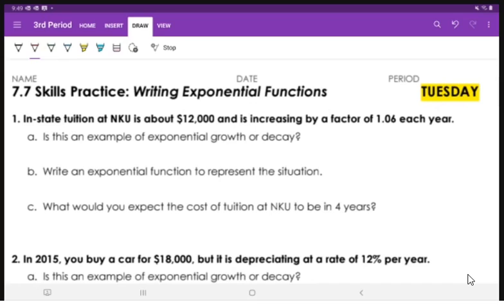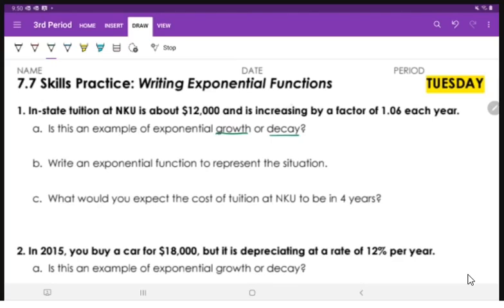So looking at number 1, we have a situation involving Northern Kentucky University. This says in-state tuition at NKU is about $12,000, and it's increasing by a factor of 1.06 each year. So the first thing I'm going to do is pick out some important words from this problem. Part A asks me to figure out whether this is growth or decay.